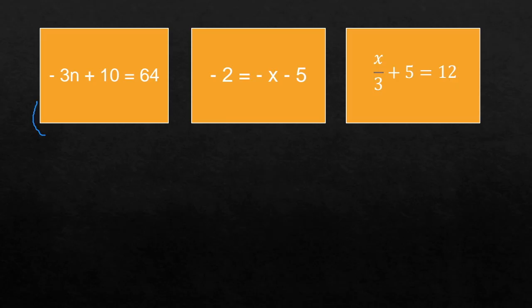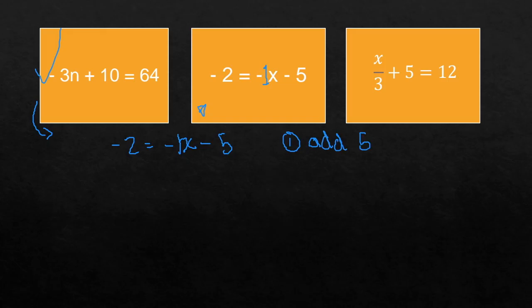So we have negative 2 is equal to negative x minus 5. So what's happening to the x? Well, there's a 5 being subtracted, and then remember, there's a negative 1 in front. So we don't typically write the 1 in math, but there is a 1 there. So we're going to get rid of the 5 first. So we're going to add 5 to both sides because the 5 is being subtracted.